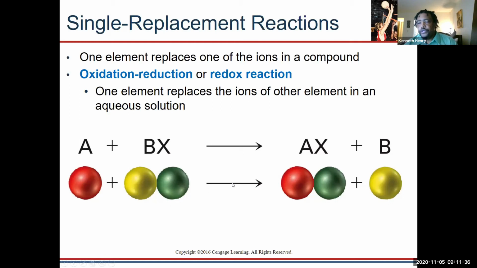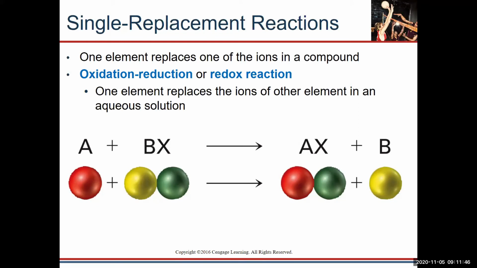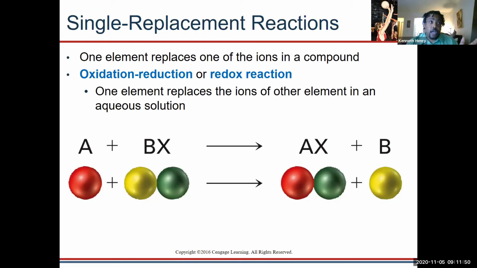Now, usually when you're doing a replacement, a metal is going to replace another metal, or a metal is going to replace hydrogen, or hydrogen is going to replace a metal. So hydrogen can kind of substitute for that metal, but none of the other nonmetals will. Hydrogen is kind of weird. Or you could have a non-metal replacing another non-metal. But you're never going to get a non-metal replacing a metal.